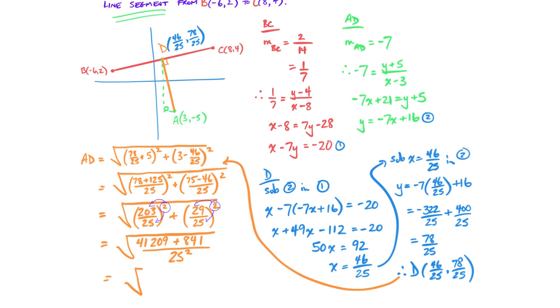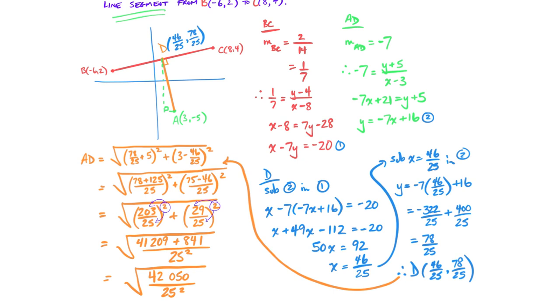Okay, keep following BEDMAS. If I take my 841 and now I add to that my 41,209, then that is going to give me a 42,050 over 25 squared. Okay, you may be asking, hey, why are you still not calculating 25 squared? Because look what my next operation is going to ask me to do. I'm either going to reduce that fraction on the inside, or I'm going to take the square root of 25 squared.